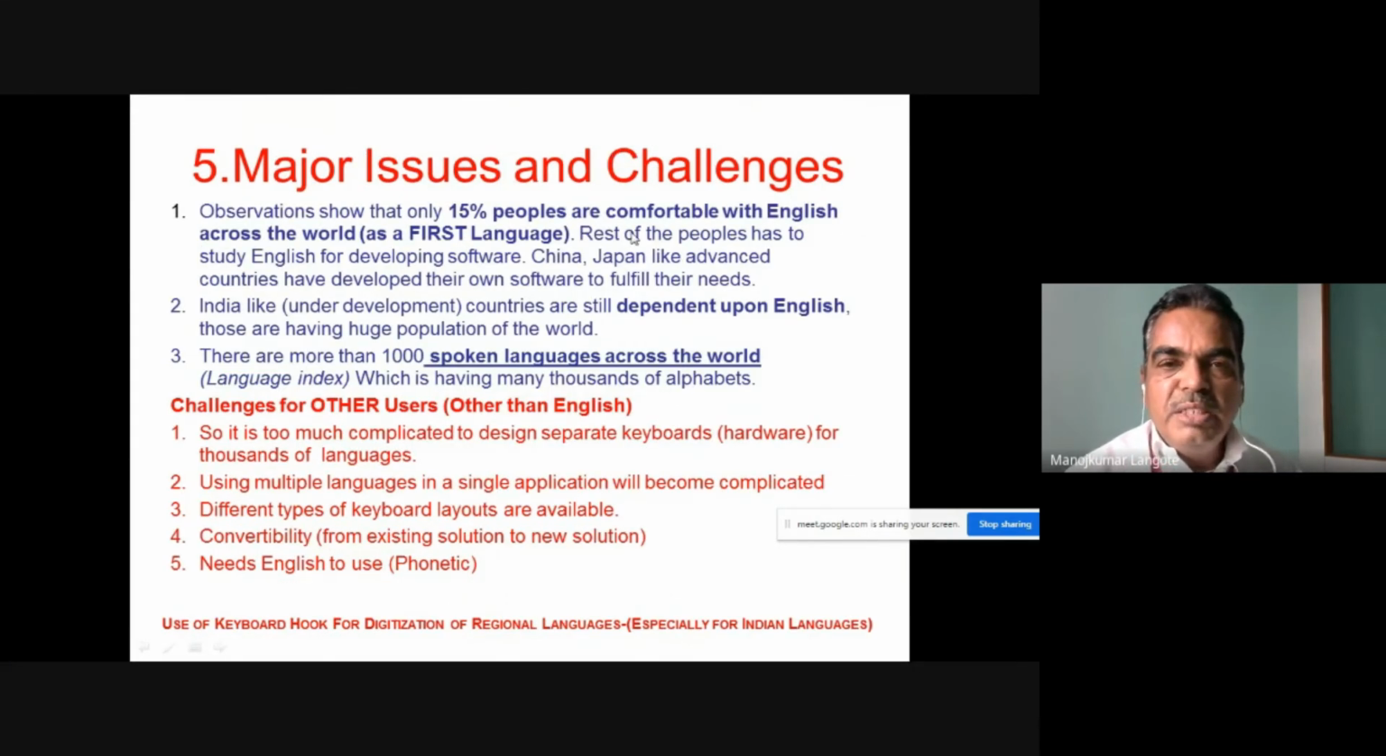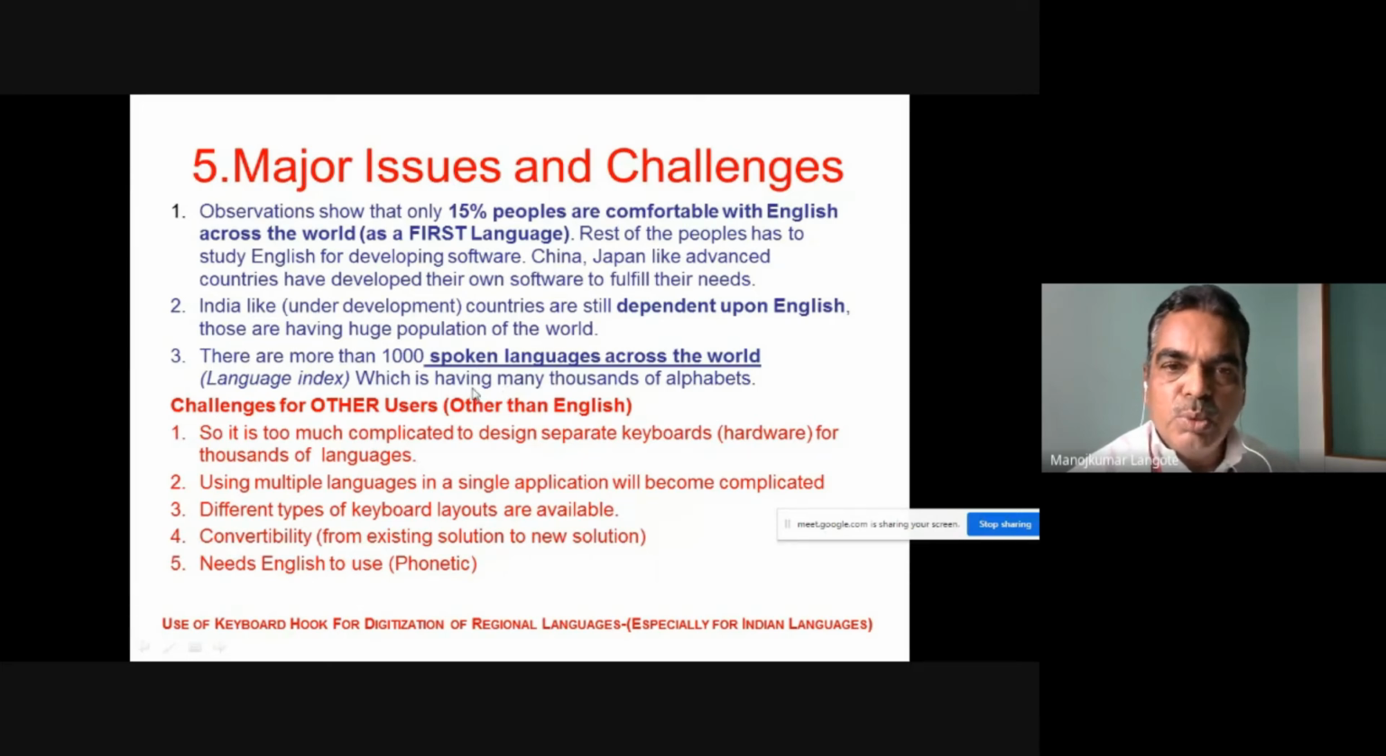Then major issues and challenges. The observation shows that only 15% of people across the world are comfortable with English. The rest of the people have to study English for developing software. China, Japan, like advanced countries, have developed their own software to fulfill their needs. India, like countries, are still dependent upon English. Those are having a huge population of the world.